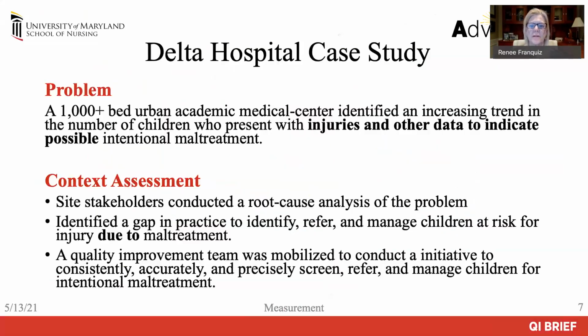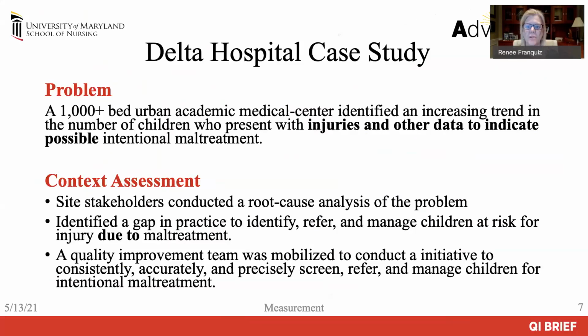Let's use this case study to develop a project measurement plan for an organization experiencing a practice problem. Delta Hospital is a 1,000 plus bed urban academic medical center, which has identified an increasing trend in the number of children who present to the pediatric ED with injuries to indicate possible intentional maltreatment. Notice that the problem is correctly stated in terms of patient outcomes and not in provider practice.